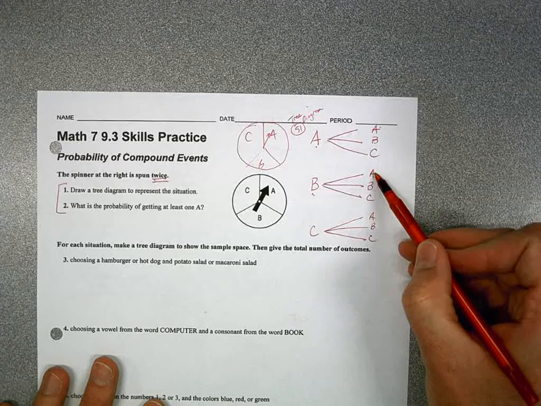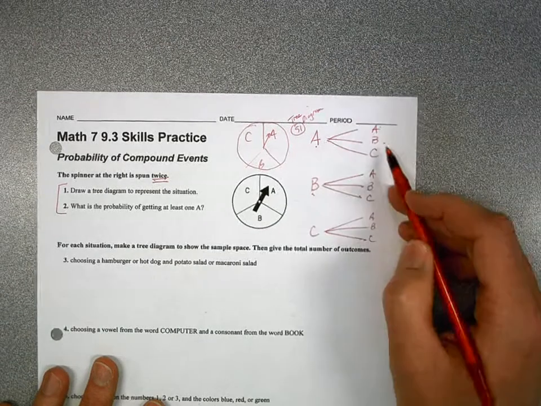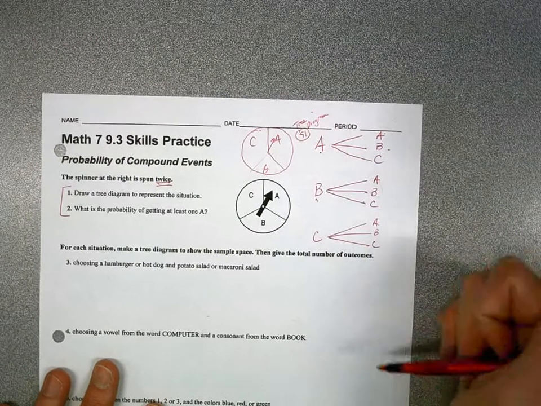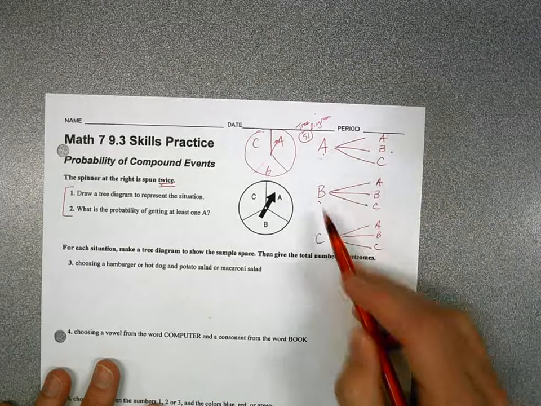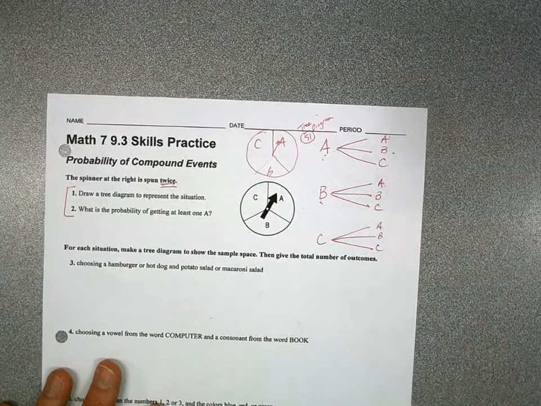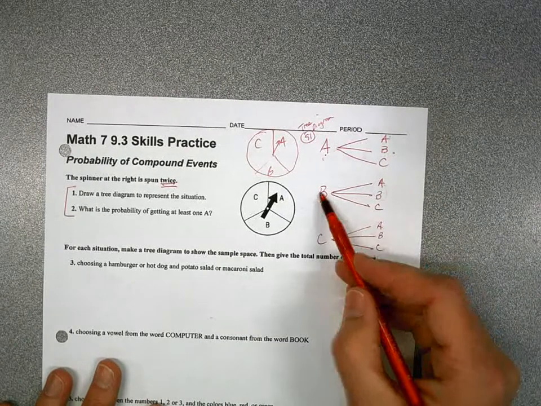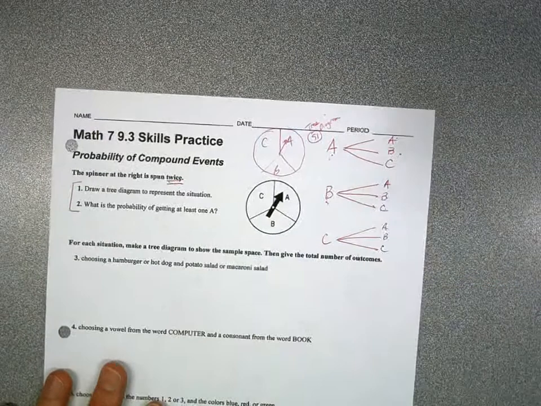You say, but Mr. Wilkins, we already did that. No, we didn't. Because in this case, order does matter. An A then a B is different than a B then an A. That's a different outcome. Okay, I want to make sure you're clear on that. B and then a B, B a C. You guys get the idea. So that's what that looks like.